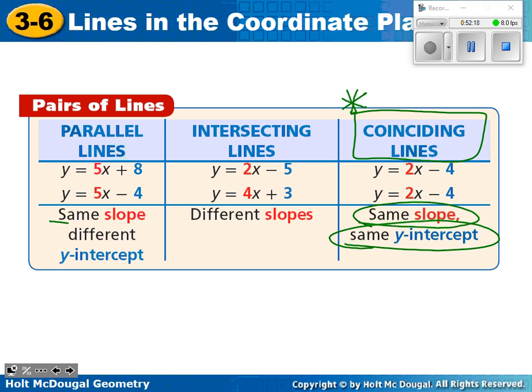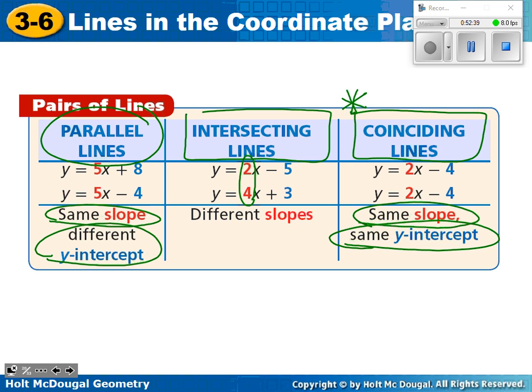If they have the same slope but different y-intercepts, we've already talked about, that means they're parallel. And if they're not the same line, they're not parallel, then they're going to intersect. They might be perpendicular if they have opposite reciprocal slopes, or if they just have different slopes that are not opposite reciprocals, we just call them intersecting.